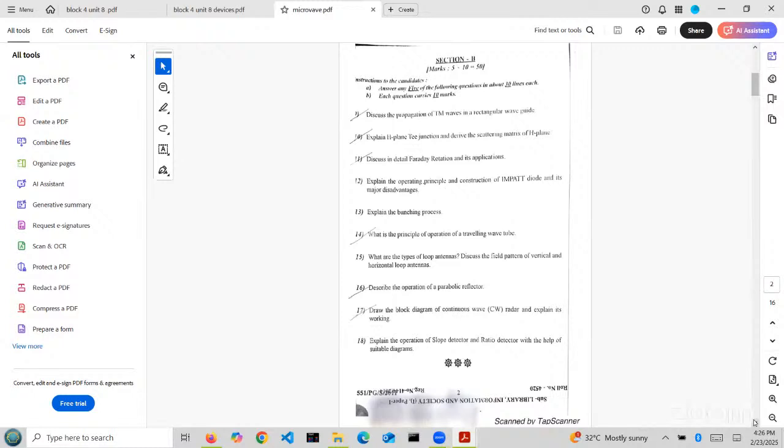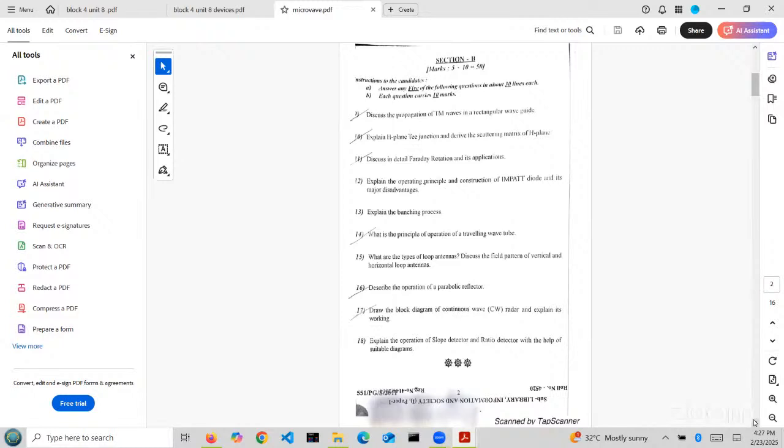And what we discussed from this question paper today is the 10th essay question. What is the 10th essay question? Explain T junction and derive the scattering matrix of H-plane T junction. So what are the factors you have to remember in E-plane, H-plane and T-plane? What is the important task in this? How to learn these 3 answers? How to remember for the examination?